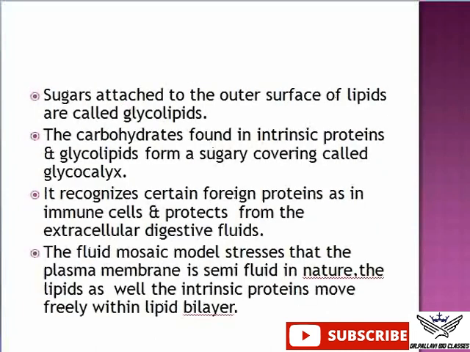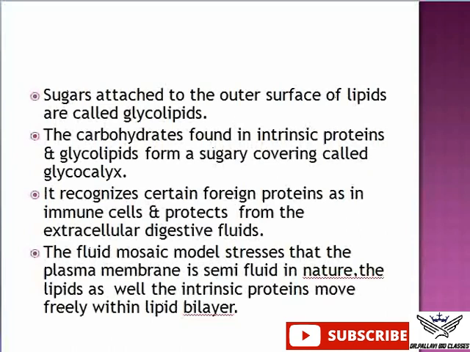Sugars are attached to the outer surface of lipids, and those are called glycolipids. So sugar molecules, if they are attached to the outer surface of lipids, form glycolipids. The carbohydrates found in the intrinsic proteins and glycolipids form a sugary covering called the glycocalyx. It recognizes certain foreign proteins, as in immune cells, and it protects from the extracellular digestive fluids.